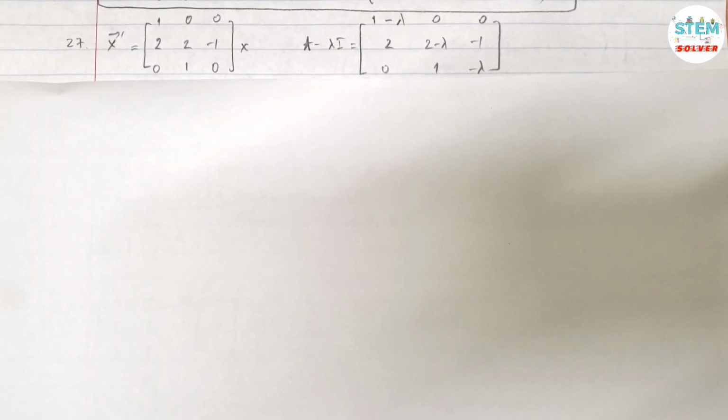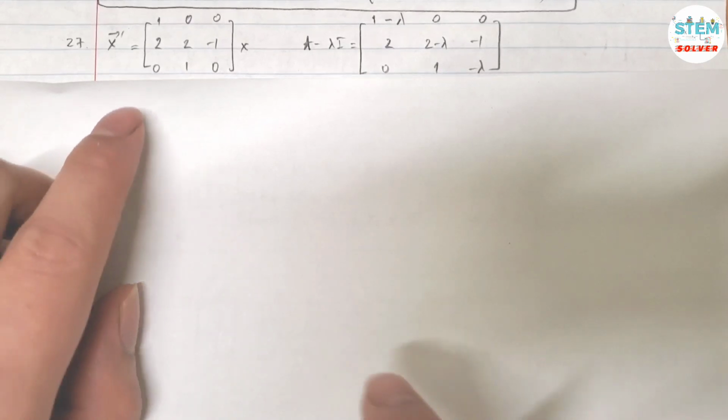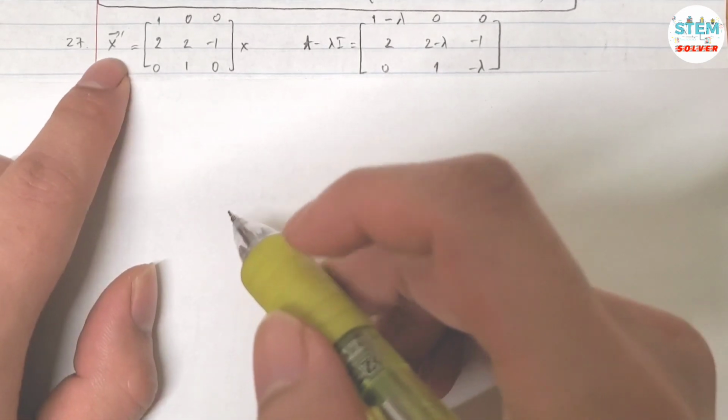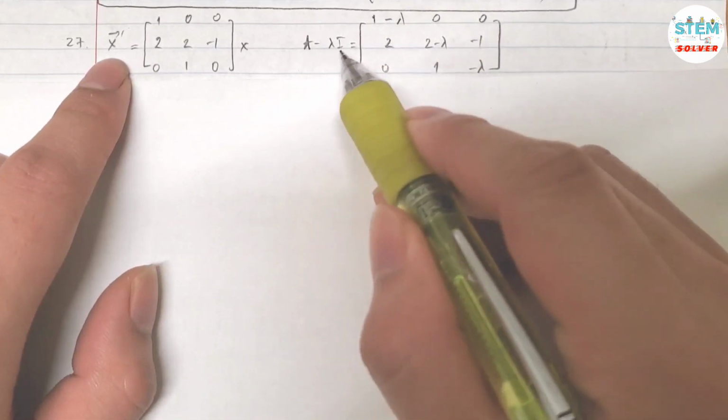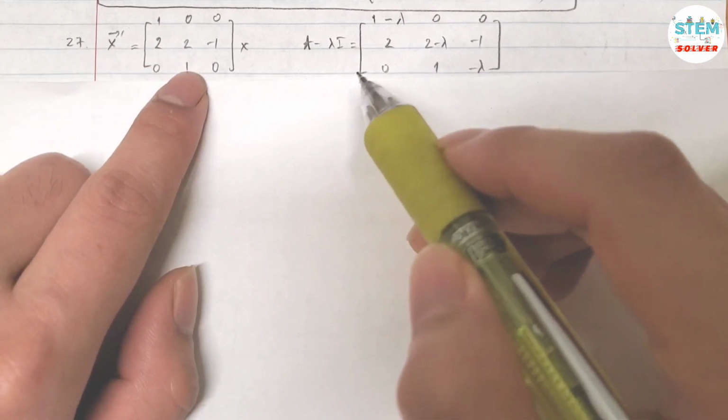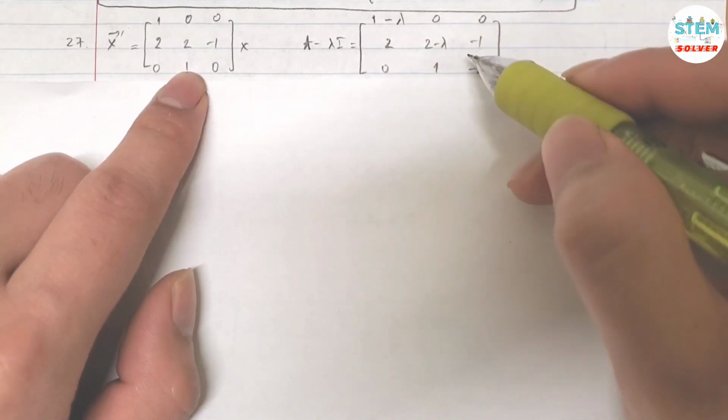Find the general solution of the given system. So you're given a system in terms of vector x prime. First, you need to find A minus lambda I. Let's call this matrix A. Subtract lambda I, and you will get this matrix.